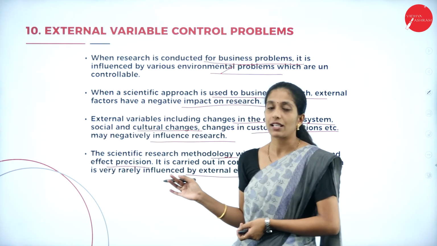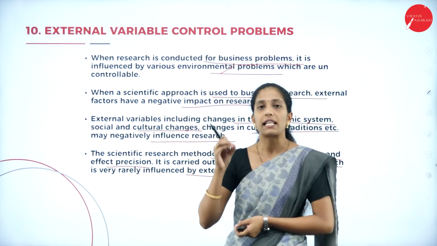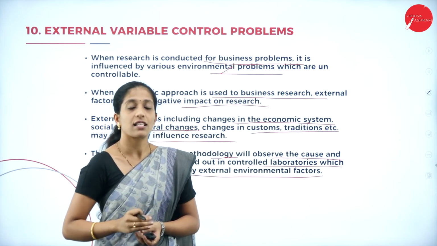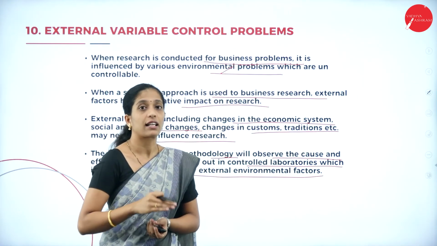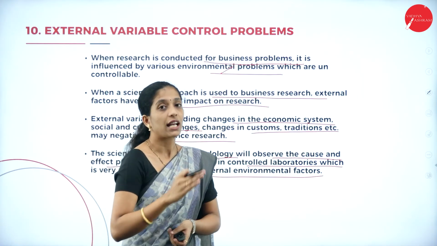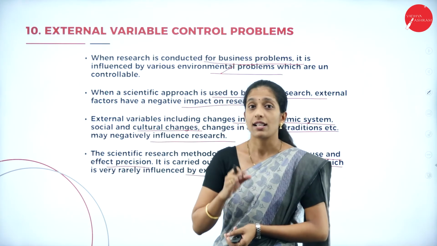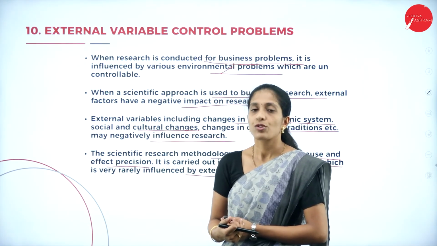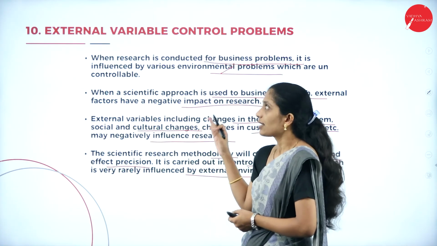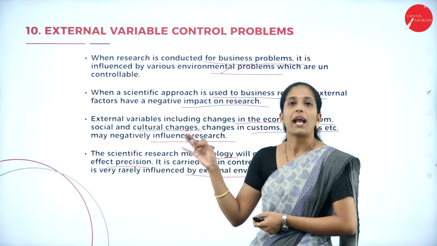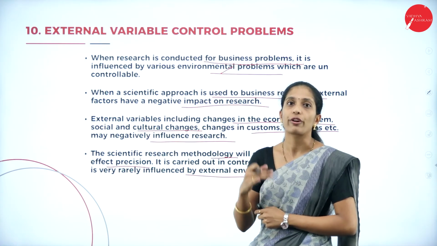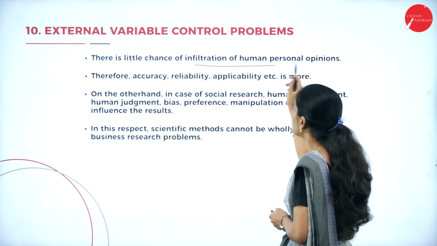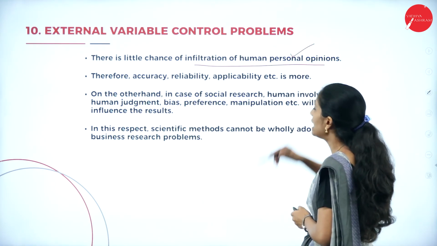But in the case of business research, overall we take each and every aspect into account. So the influence of external factors is greater in business, and they are unavoidable in nature. But in scientific research, there are no such external environmental factors. So we can say that scientific research cannot be applied to business research in order to get a proper result. There is little chance of infiltration of human personal opinions.